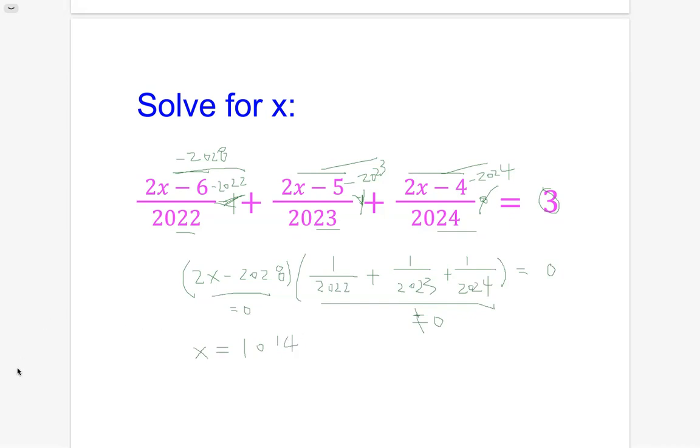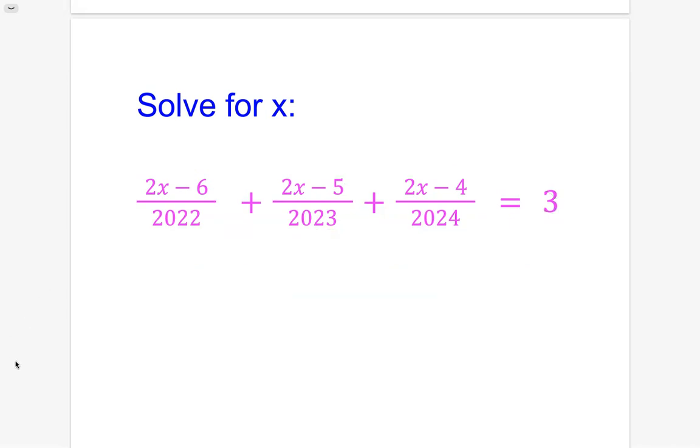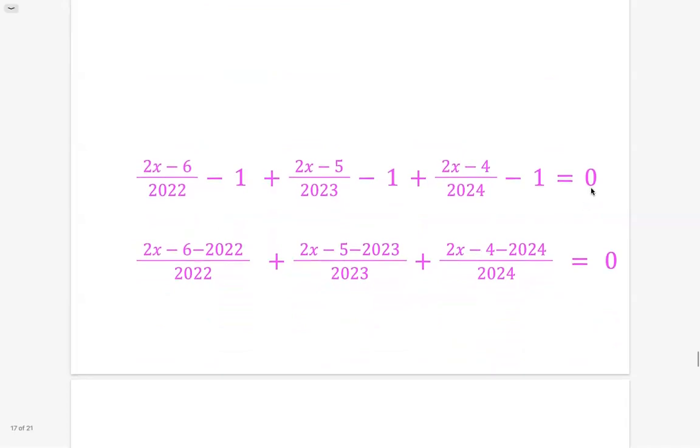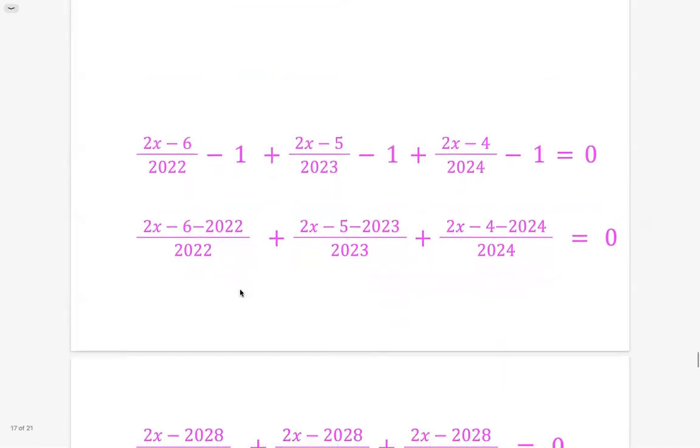Okay, so this is a little bit sloppy. I have written a neat version of it. Let me show that. Right, so we move 3 from the right-hand side to the left-hand side. We split into 3 -1s: -1, -1, -1.